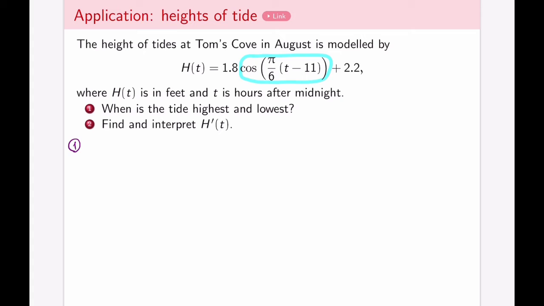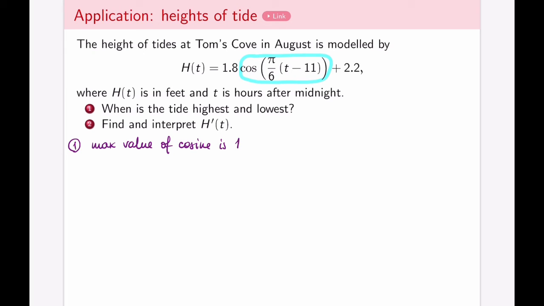So if I were to describe this function to somebody in fewer words than written here, I would say it's 1.8 times a cosine of something plus 2.2. So immediately I know, for example, that cosine is bounded between -1 and 1, and that is something I can definitely use to my advantage. When is the tide the highest? Well, the tide is the highest when this quantity here is the biggest it can be. Now, no matter what is inside of cosine, I know that the cosine itself can never be bigger than 1. The maximum value of cosine is, in fact, 1.